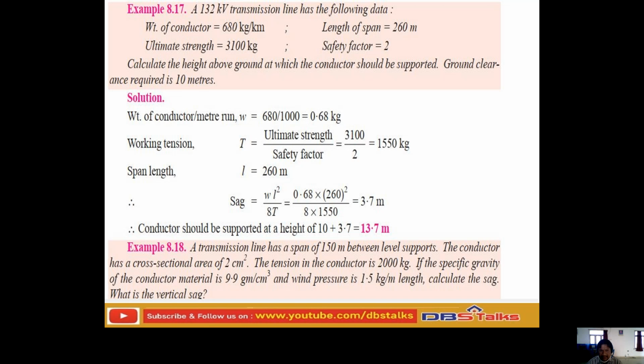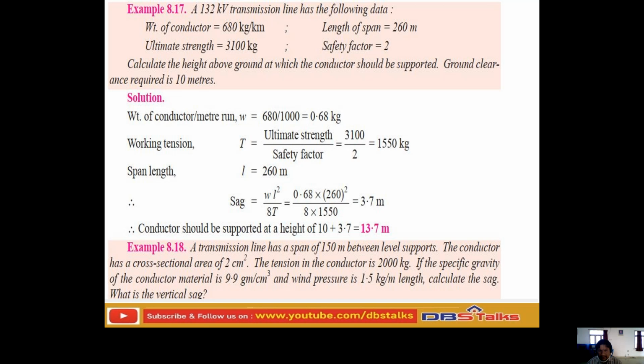Weight of the conductor is 680 kg per kilometer. Length of the span is 260 meters. Ultimate strength is 3100 kg. Safety factor is 2. Calculate the height above the ground at which the conductor should be supported. Ground clearance required is 10 meters.